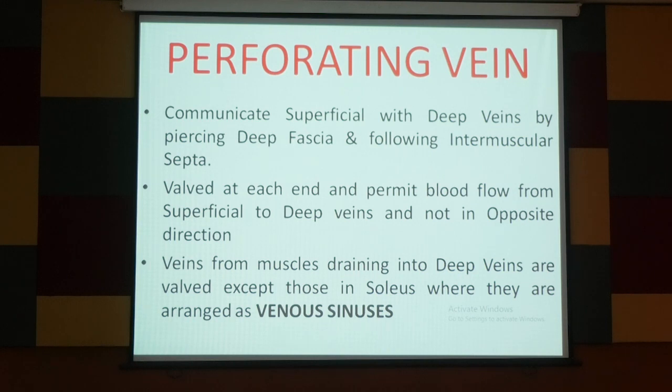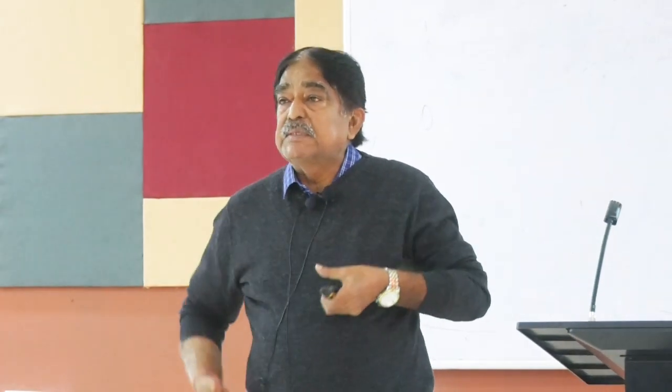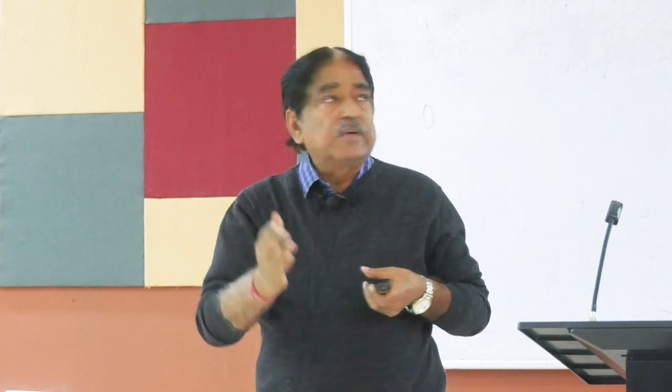Perforating veins communicate the superficial with the deep veins by piercing the deep fascia and following intermuscular septa. When you see a cross section of the thigh or the leg, you will see that the veins communicating the superficial with the deep veins pierce the deep fascia and follow the intermuscular septum. The muscle groups are separated by the intermuscular septum; this is the content of the deep fascia. Think of cutting your thigh in the mid-thigh: you will see the muscles in a plane, separated by septa of deep fascia.